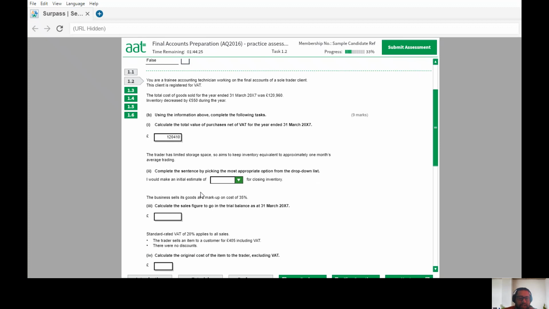The trader has limited storage space, so aims to keep inventory equivalent to approximately 1 month of average trading. Complete the sentence by picking the most appropriate option from the drop-down list. I would make an estimation of the closing inventory, if it's going to be 1 month of average trading.